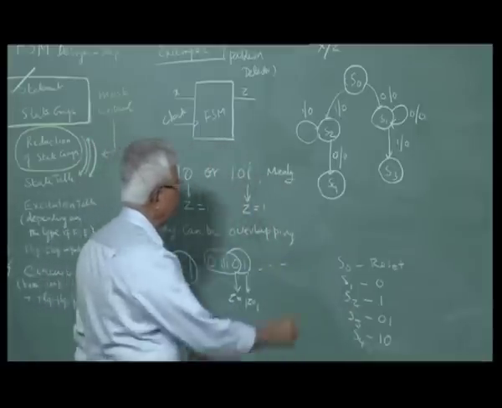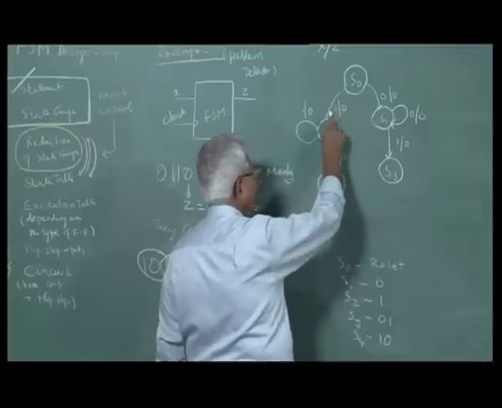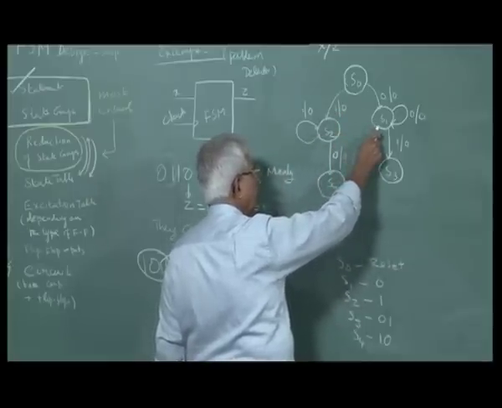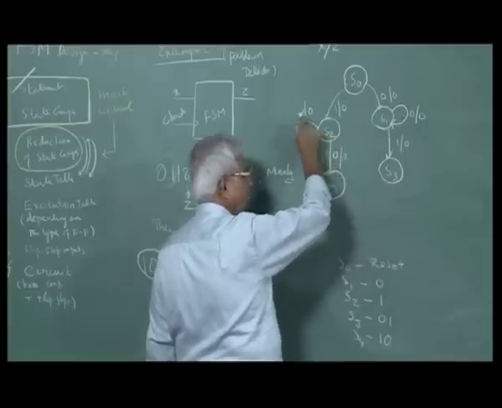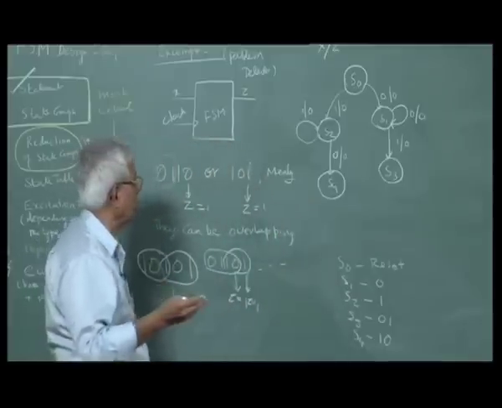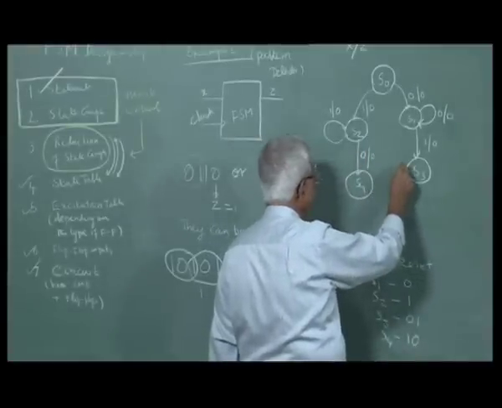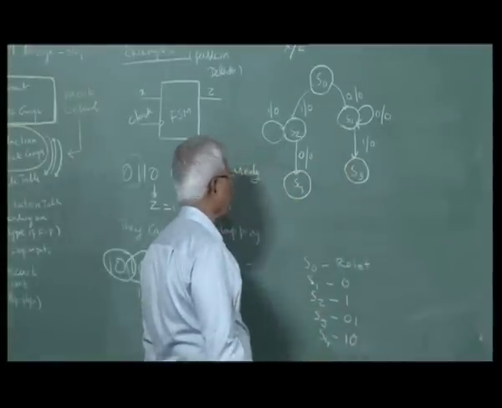Why can't we go here? From here you can go here, but then we already registered a 1. From S2 we can go to S1 because this is 0, but then we would have lost the 1 that we already got. So we didn't want to go to S1. We can't go to S2 because this is 0 1. I don't want 0 1. So I need a new state, S4.